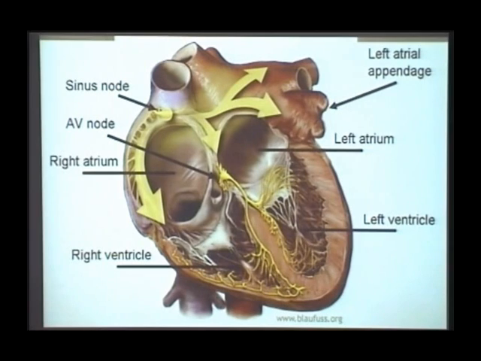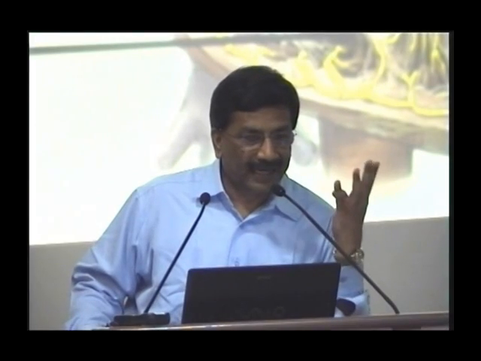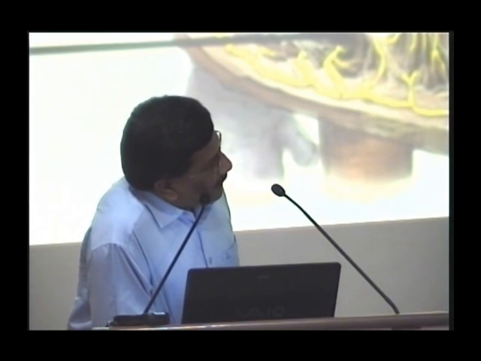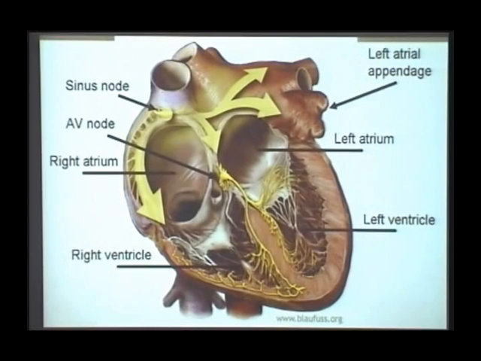What the AV node does is, although the atrium is beating 400 per minute or 300 per minute, it will allow only 150 to 170 impulses to the ventricles. So the AV node protects the ventricle from a rapid supraventricular arrhythmia. So those are the two important aspects of the AV node: delay the impulse and protect the ventricle from a rapid supraventricular arrhythmia.